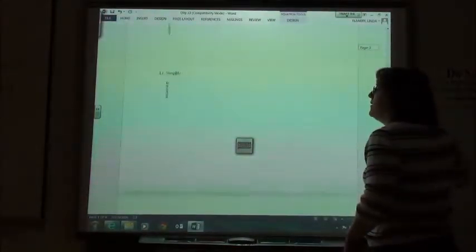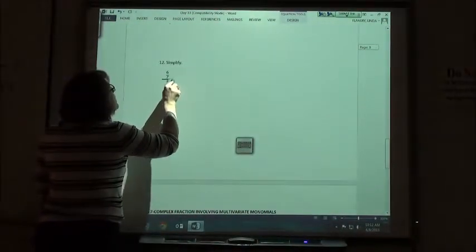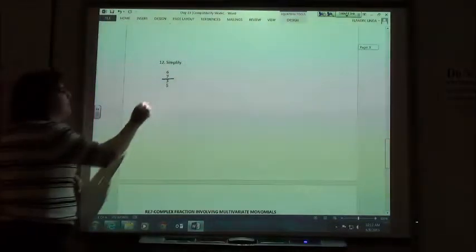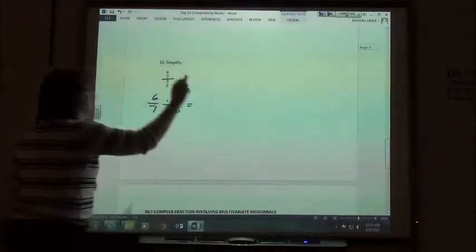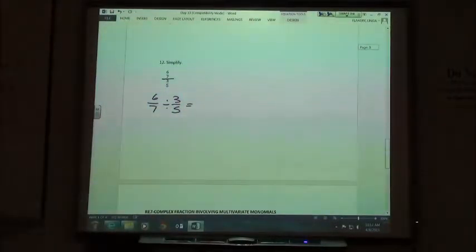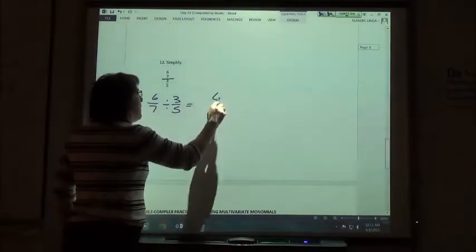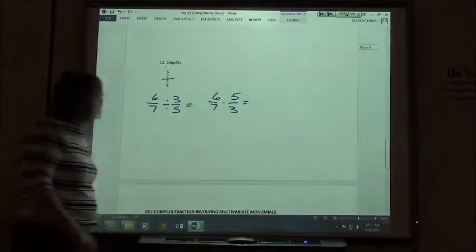On Alex, it'll be a little easier to see where that bigger line is supposed to be. Here it should be between those two fractions again. So 6/7 divided by 3/5, we are going to write as 6 over 7 times 5/3. I can reduce that one a little bit.